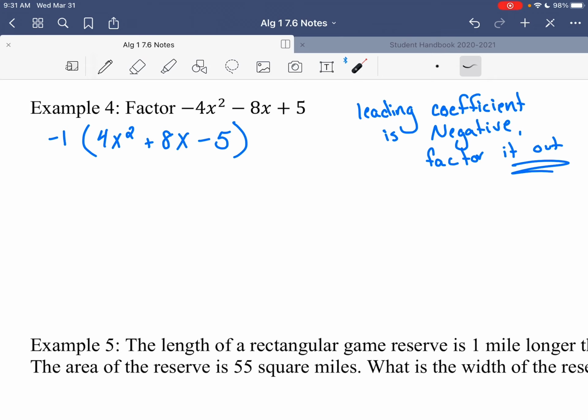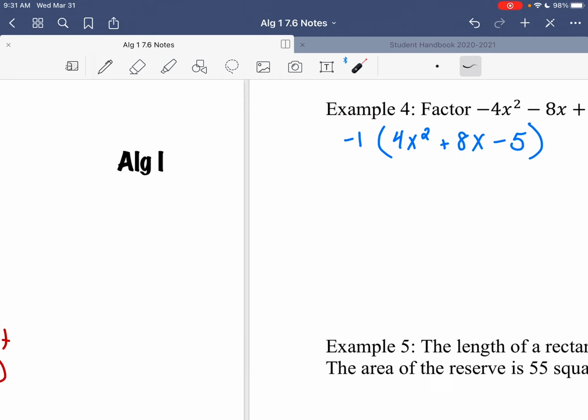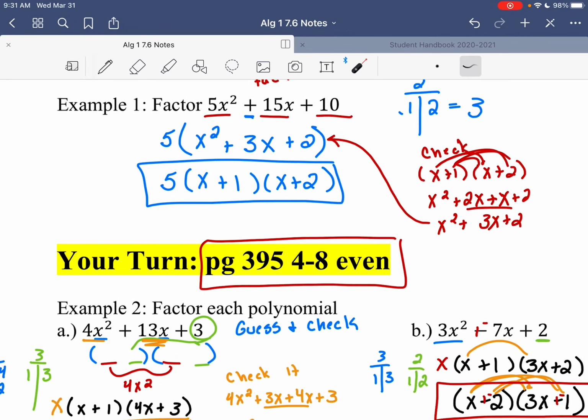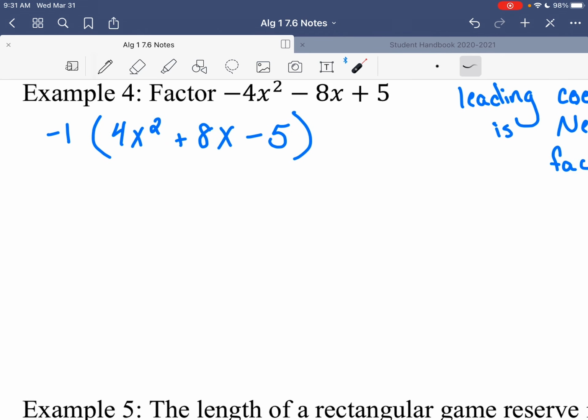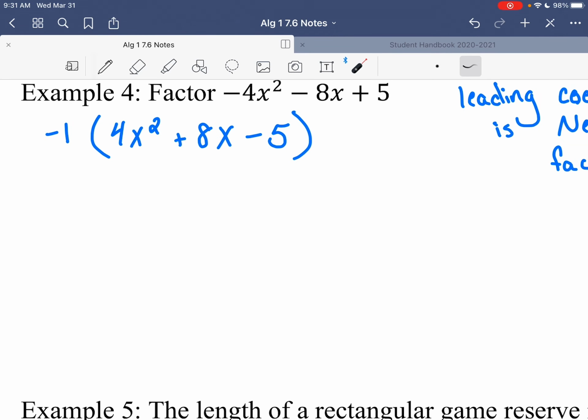So now what this does is this gives us a simpler trinomial to factor. Again, we can't forget this negative 1 out here. He's just going to follow along, just like our 5 followed along. So now I'm going to guess and check this guy right here.